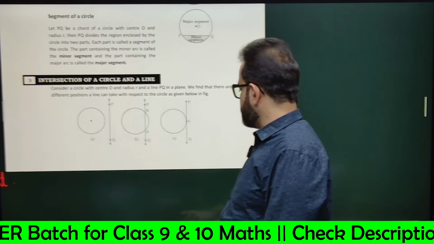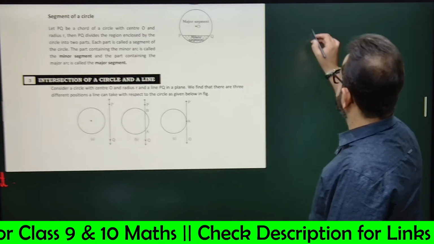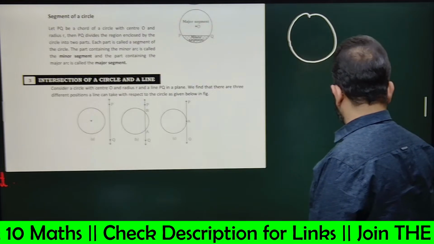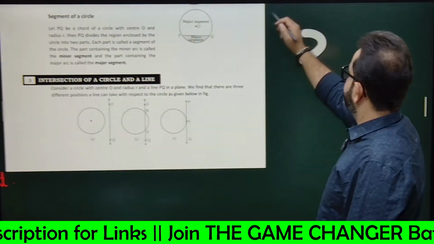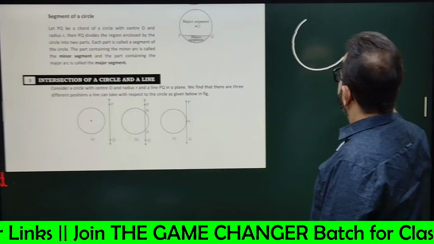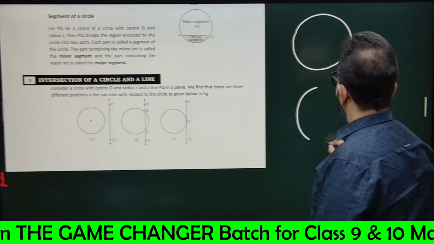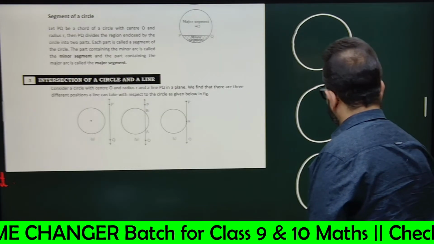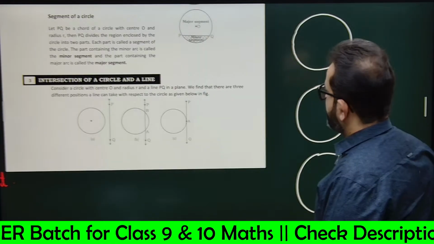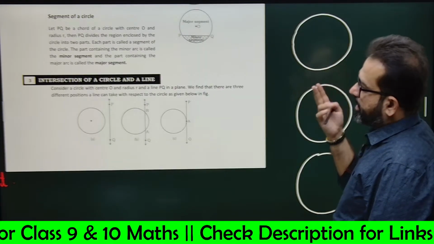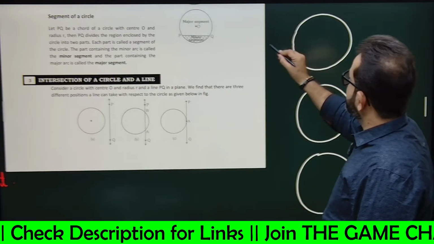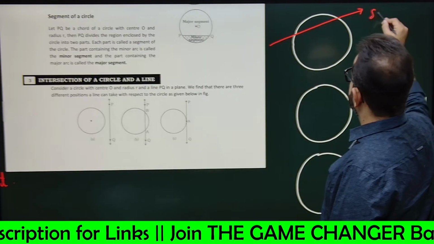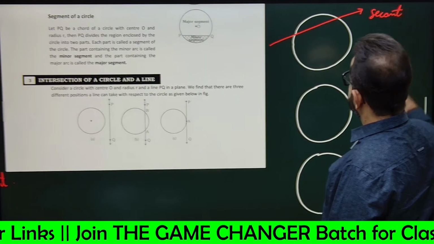See, if this is a circle, this is a circle. Let's say three circles I'm going to draw. This is also a circle, this is also a circle, right? A line can either intersect or touch a circle, right? If the line is going like this, it is called a secant.